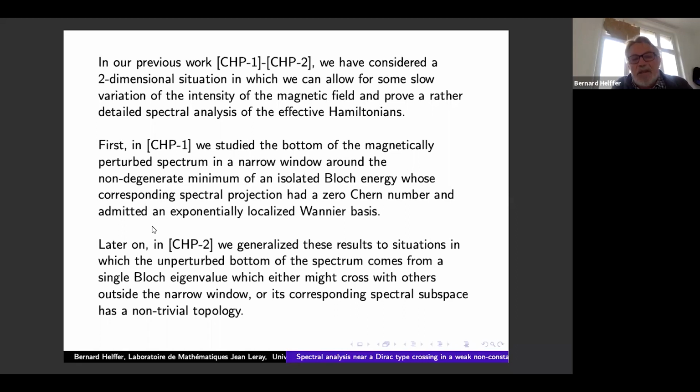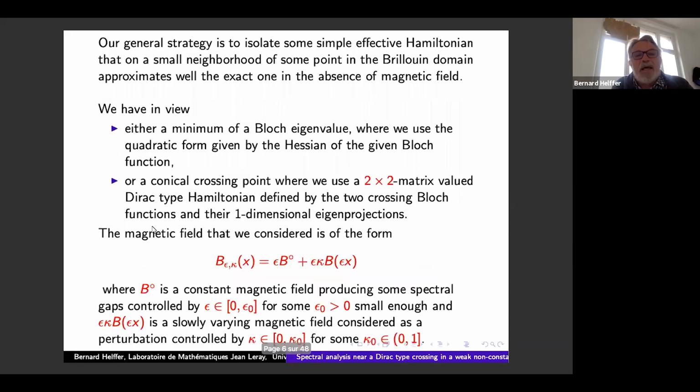Later on, we looked at other situations, but today I will concentrate on the new aspect, which is to look at the situation where you have a so-called conical crossing point. And essentially we have to show that the analysis in this case can be reduced to the analysis of a 2x2 matrix valued operator, which has the type of a Dirac operator.